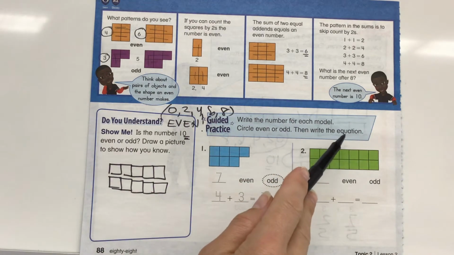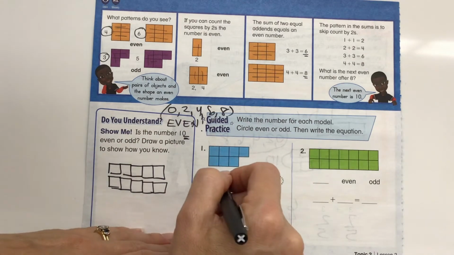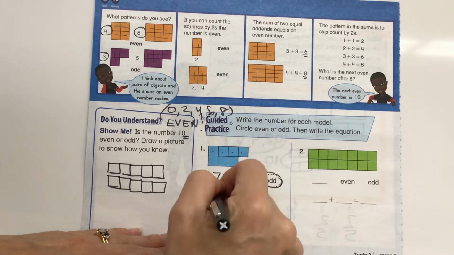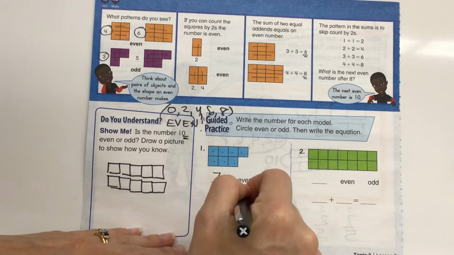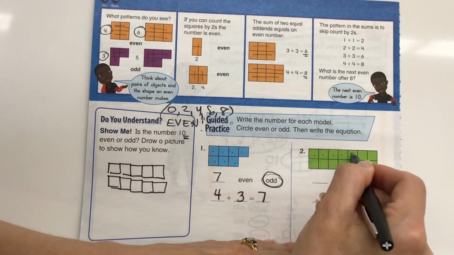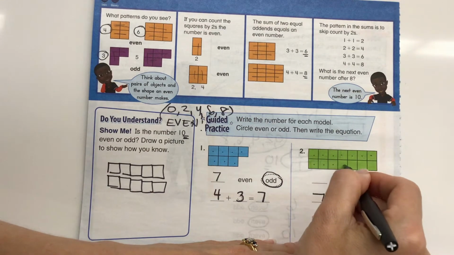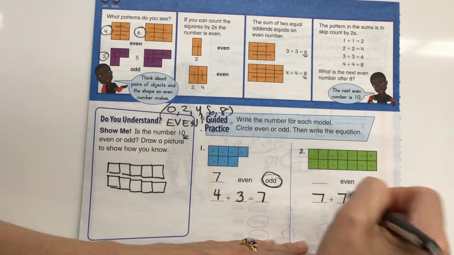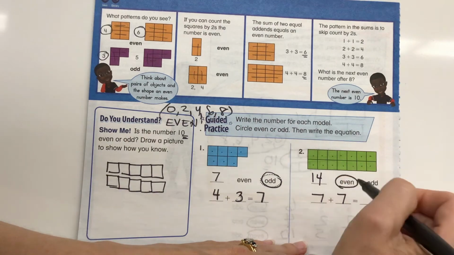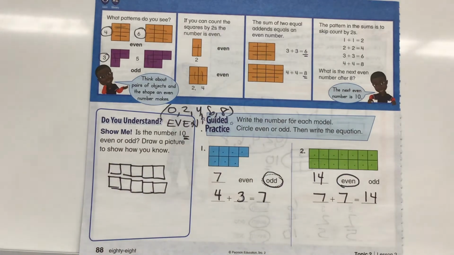Again, equation is just a fancy name for math sentence. This is a math sentence. So we have 7. We know 7 is an odd number, and it's 1, 2, 3, 4, plus 1, 2, 3 equals 7. So let's count this one now. 1, 2, 3, 4, 5, 6, 7, plus 1, 2, 3, 4, 5, 6, 7. 7 plus 7 equals 14, and 14 is an even number.